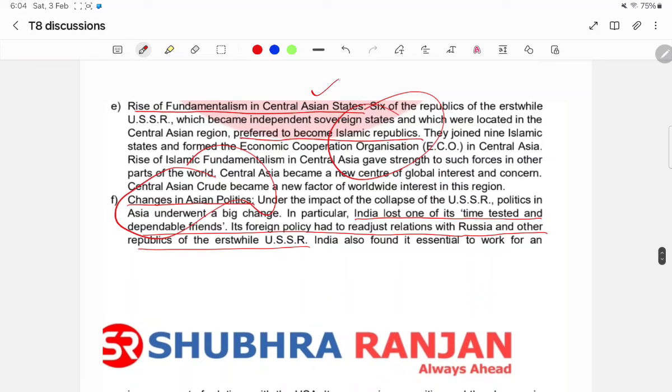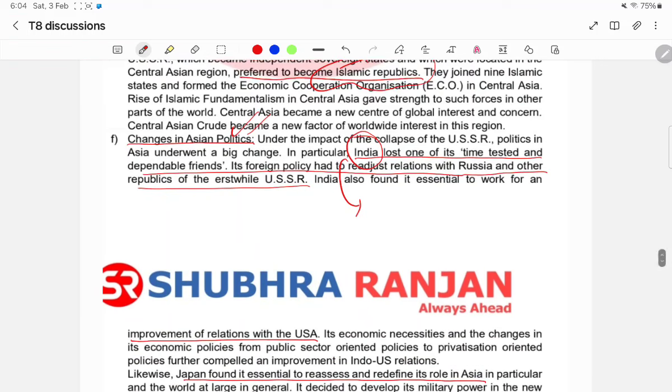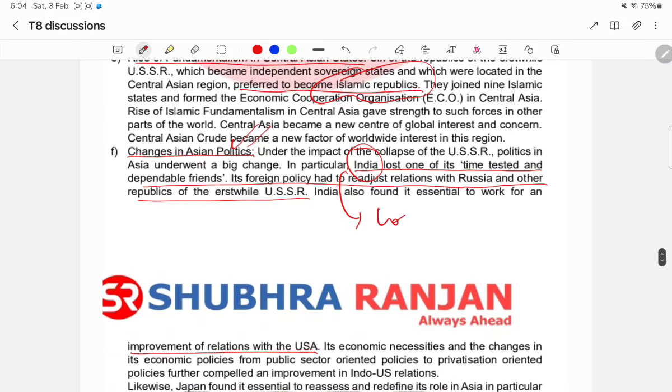Then rise of fundamentalism in Central Asian states, that the end of the Cold War will lead to clash of civilization. Okay. So Islamization of countries increased, Central Asian countries declared themselves as Islamic republics. Okay. And then there was change in Asian politics. Okay. And there were countries like India who were very shocked by the demise of the USSR, and they had to totally change their foreign policy from anti-American to pro-American. Okay. India started Look East to cooperate with the American allies like ASEAN countries. So in this way they wanted to make friendship with the US.